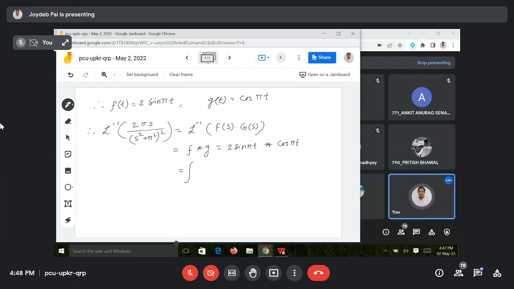By the integration from 0 to t of f(tau), that means 2 sin pi tau, and g(t minus tau). So g(t) is cos pi t, therefore g(t minus tau) is cos pi (t minus tau) d tau. Okay, now you solve that integration.